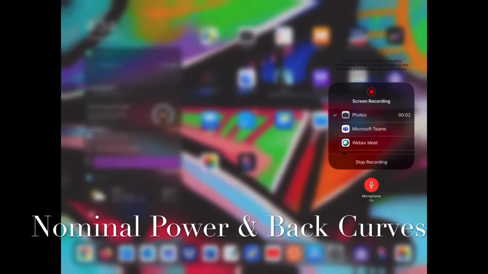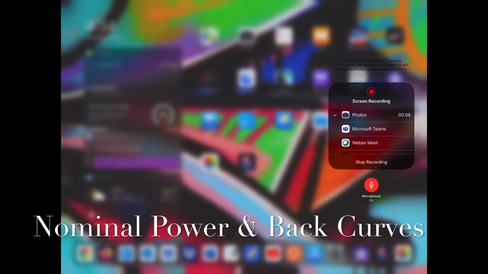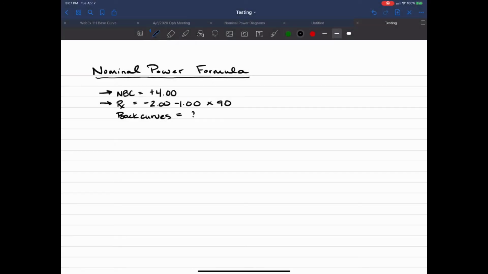Guys, this is going to be a short video on using the nominal power formula to solve for back curves. So let's get started. First, let's look at what we're given. We're given the nominal base curve, so it's the front base curve, and we're given the prescription. And then from that, we're going to determine what our back curves are. And in order to do that, we use the nominal power formula.